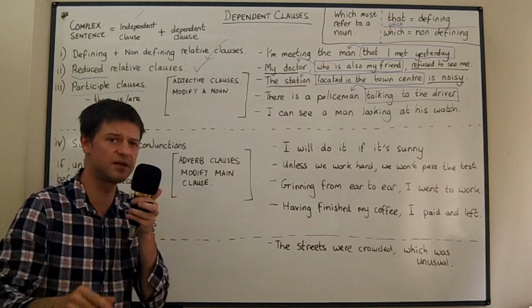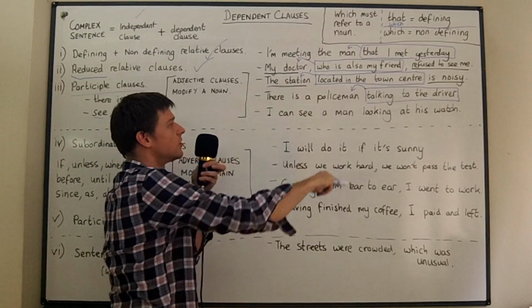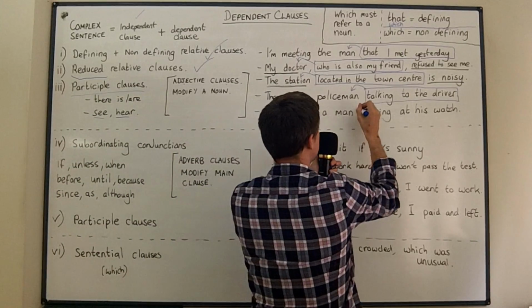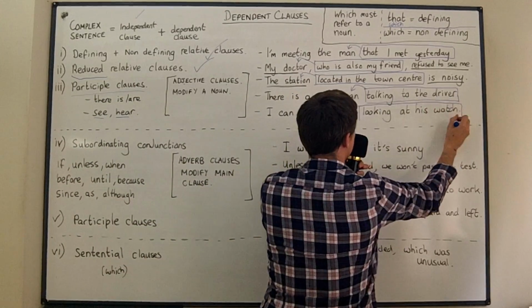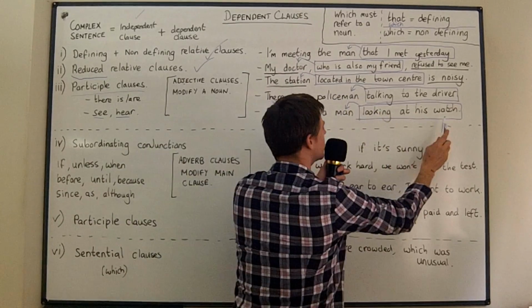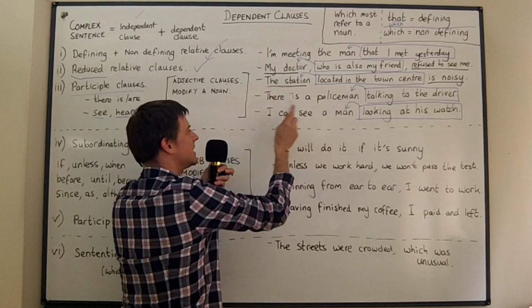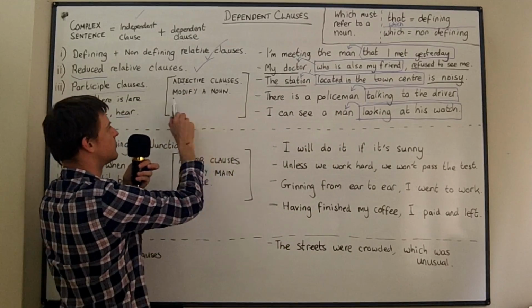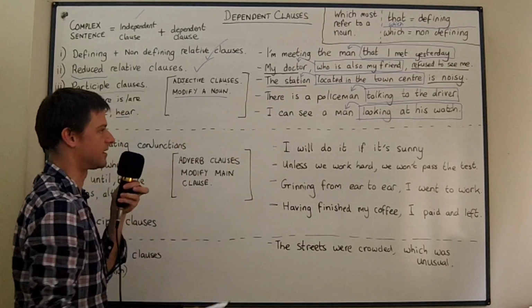So it's very similar to the reduced relative clause, and exactly the same for the next example. I can see a man looking at his watch. I can see a man who is looking at his watch. And so the subordinate clause modifies the noun in the main clause. Okay, so that's all of our adjective clauses where they're modifying a noun in the main clause.